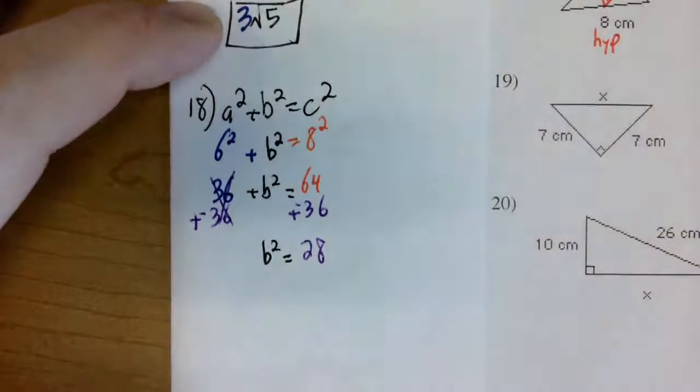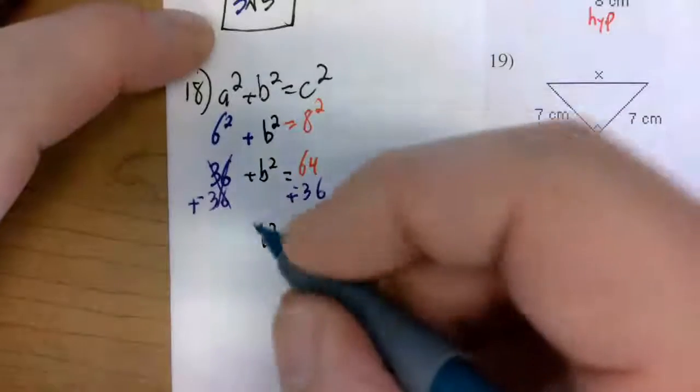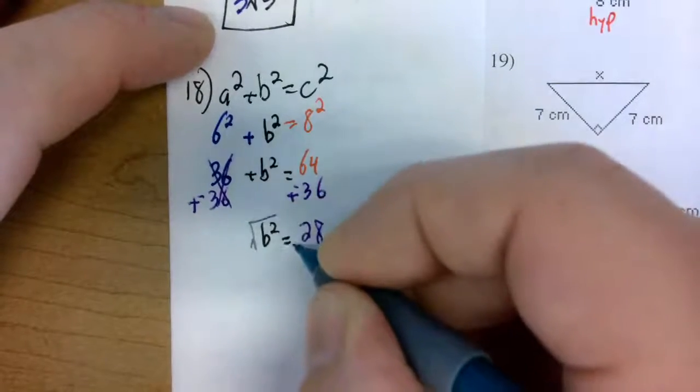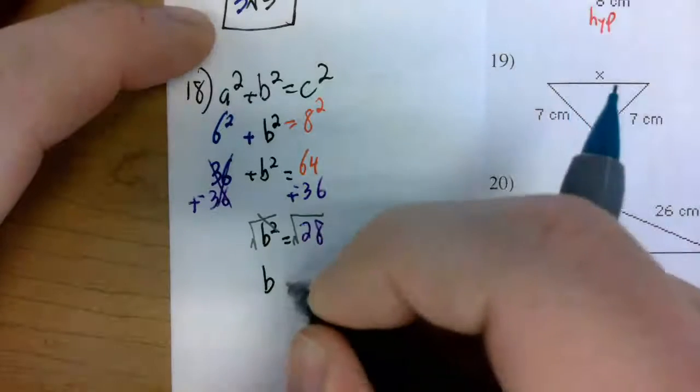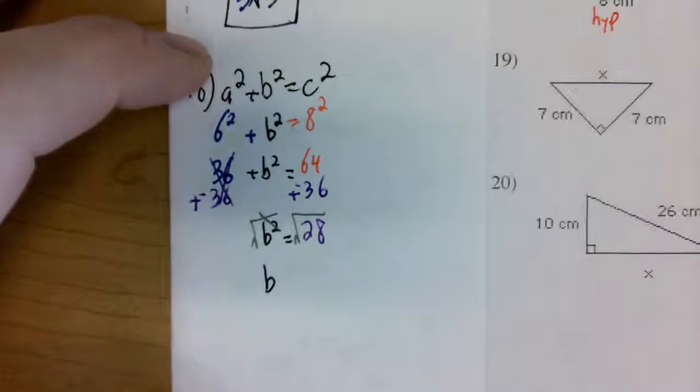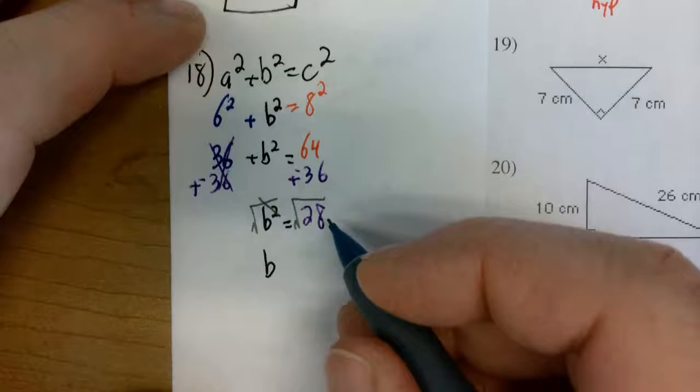Don't want to know b squared. Want to know what number times itself gives me 28. Want to find the square root, both of them, because the square and the square root cancel. So we're left with b equals, well, now here again, type it into the calculator.